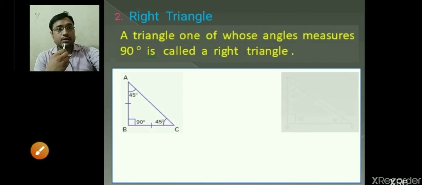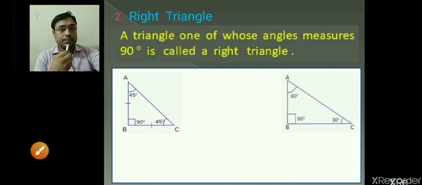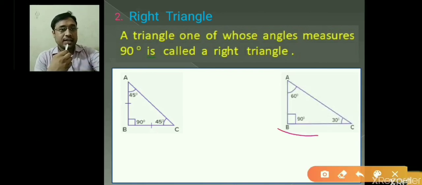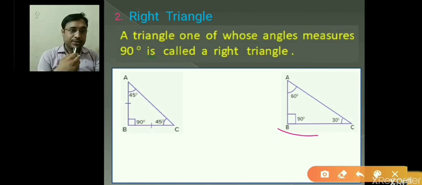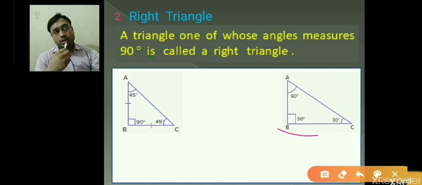Next you can see this triangle. Here also angle B is 90 degrees, and the other two angles are 60 and 30. So the total measurement of all the angles is 180, and only one angle is 90 degrees.